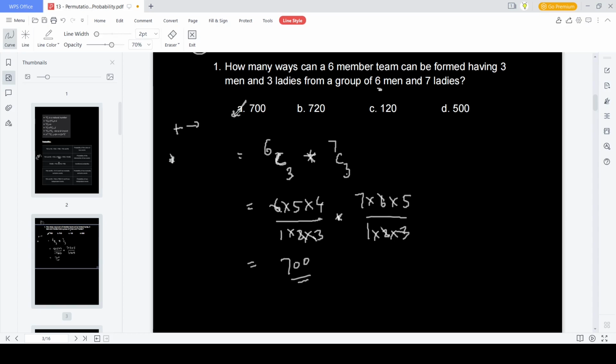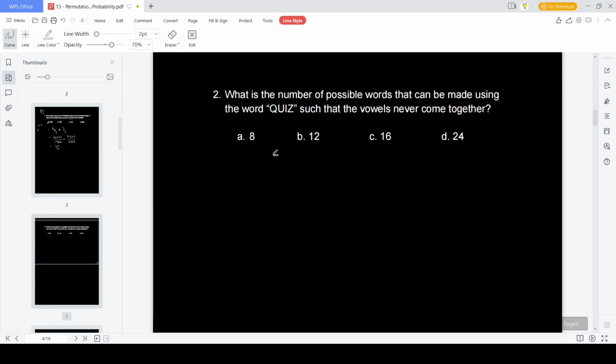Next question. What is the number of possible words that can be made using the word quiz, such that vowels never come together? Always, 'never come together' questions can be changed to another form. I can write this as total combinations of quiz minus when the vowels come together.